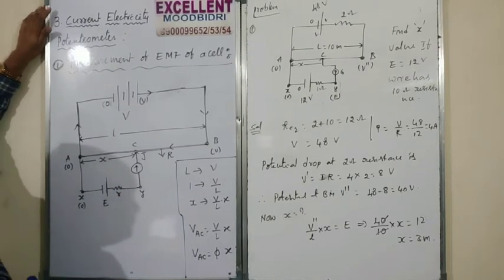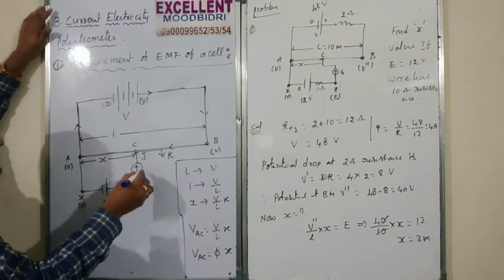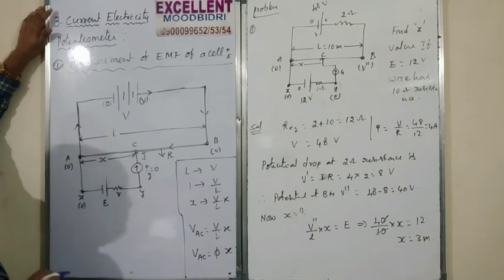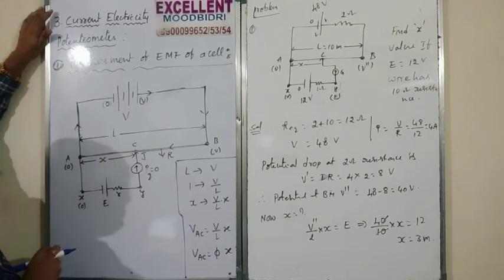In that case, what would happen? The current cannot flow in this direction. In this direction, I is equal to 0. Ig, the galvanometer current, is equal to 0. Understood? Why 0? Because at point C and point E, the potential is the same.